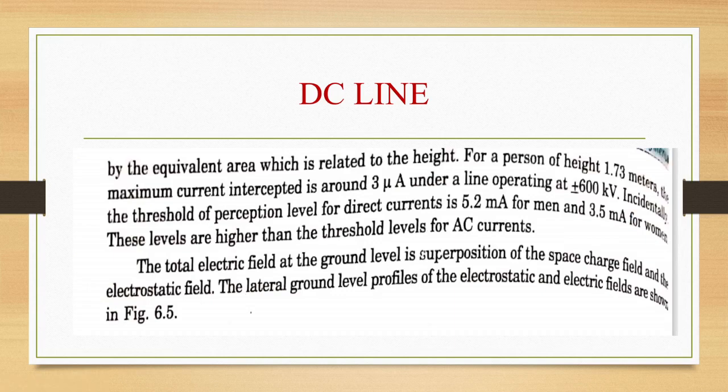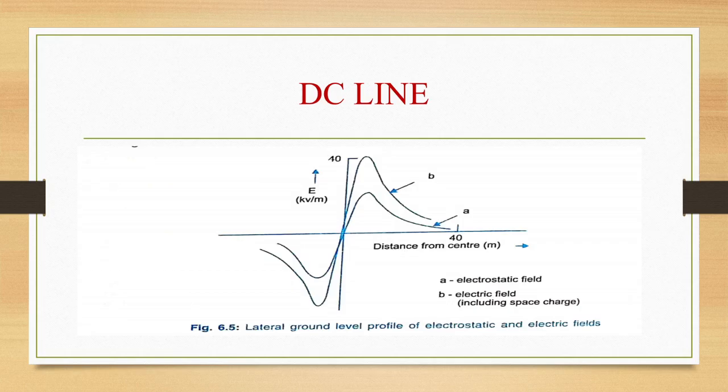For a person of height 1.73 meters, maximum current intercepted is around 3 microamps under a line operating at plus or minus 600 kilovolts. Incidentally, the threshold of perception level for direct current is 5.2 milliamps for men and 3.5 milliamps for women. These levels are higher than the threshold levels for AC currents. Total electric field at the ground level is the superposition of the space charge field and the electrostatic field. The lateral ground level profiles of the electrostatic and total electric fields are shown in the figure.